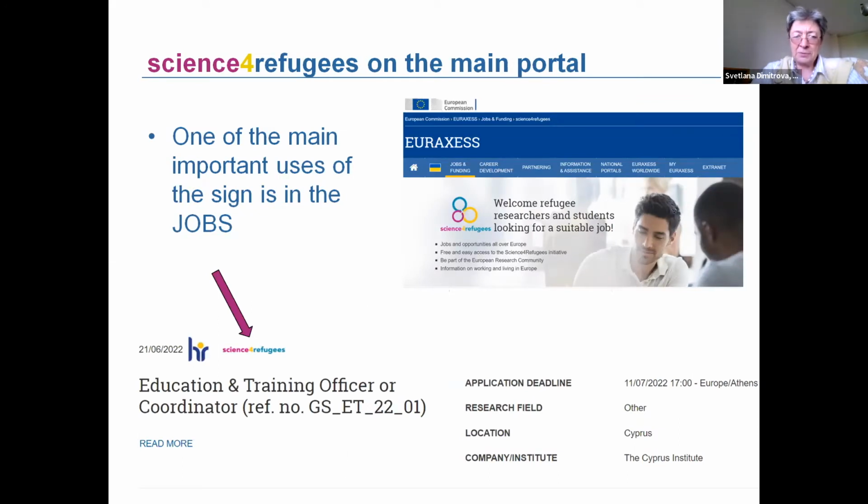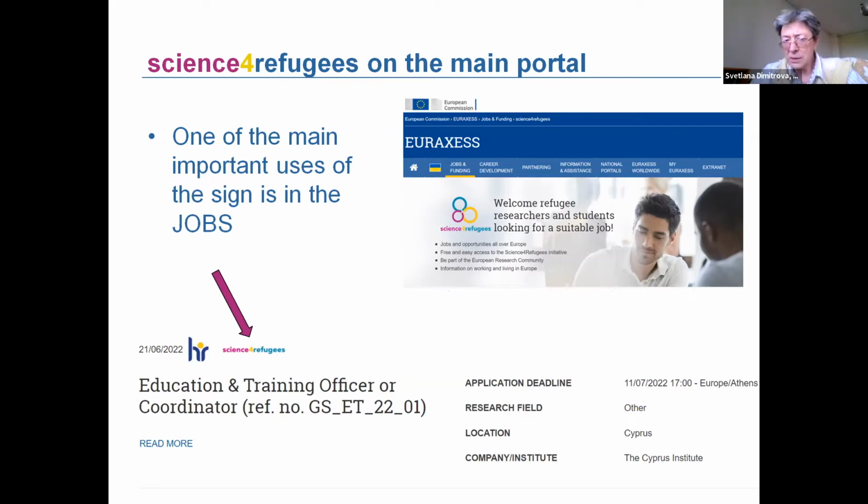practically the sign of the initiative plays a very important role when we post job offers, grants, etc. funding. The refugee researchers are able to recognize offers that are open and welcoming for refugee researchers by this sign. So for this reason, it is placed in the job section, because most of them are looking for a job almost immediately when they get into the receiving country. And this is the way we can communicate with them. So make sure you always mention this sign when you communicate with the refugee researcher.